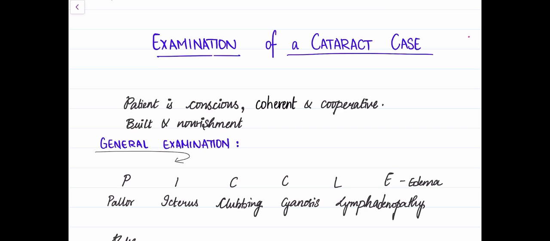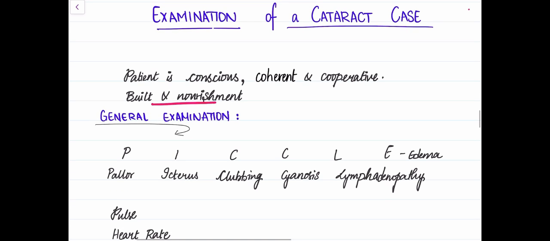So in examination of a cataract patient, we first look at the general features. So we see if the patient is conscious, coherent and cooperative and well oriented to place and time. And then we talk about built and nourishment, if the patient is moderately built or heavily built, and if he or she is well nourished.